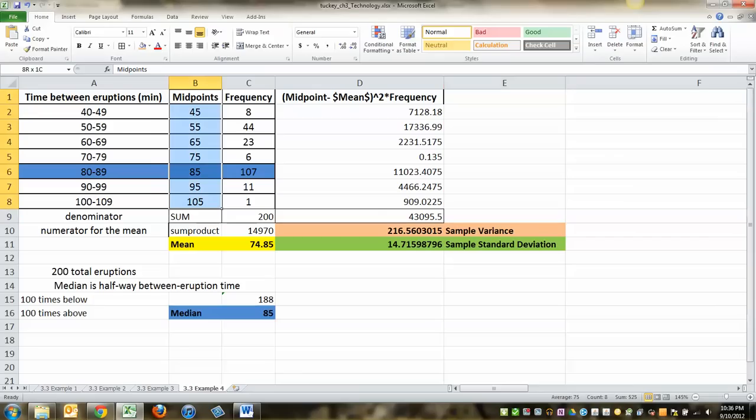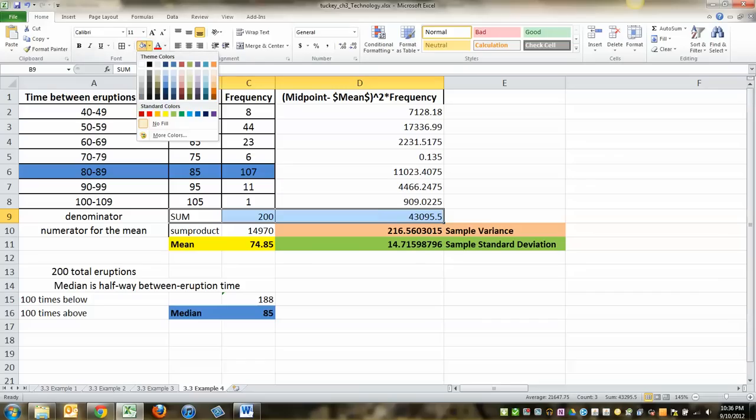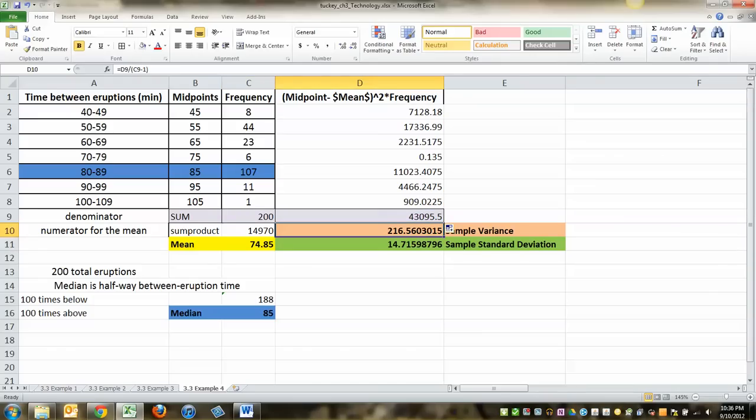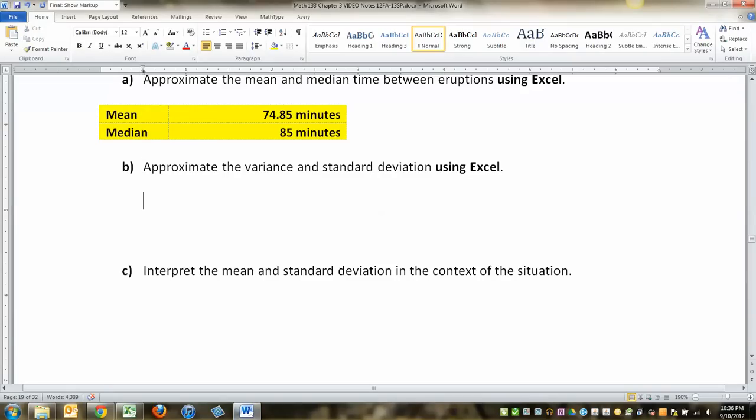So you take your midpoints, your frequencies, you sum and sum product to find your mean, right? And then divide. And then the variance is this tricky formula. And then you drag it down, and then you find your sums right here. I'm just going to give them a little color. So we drag the sum formula over, found the sum. We divide this sum by that one minus one, so divided by 199, and then we take the square root. All right, so let me put those in there. We've got the variance and the standard deviation.